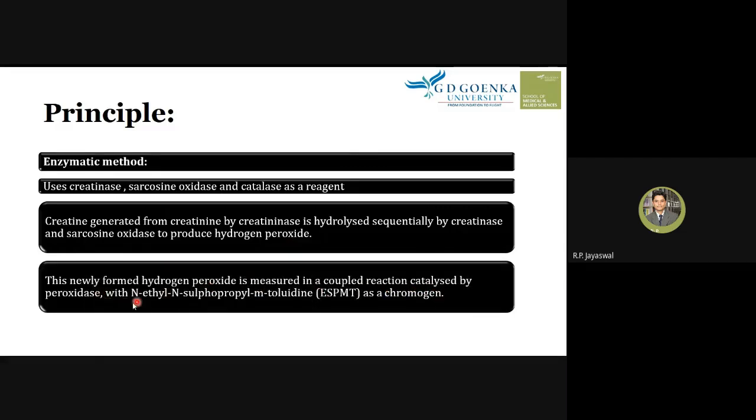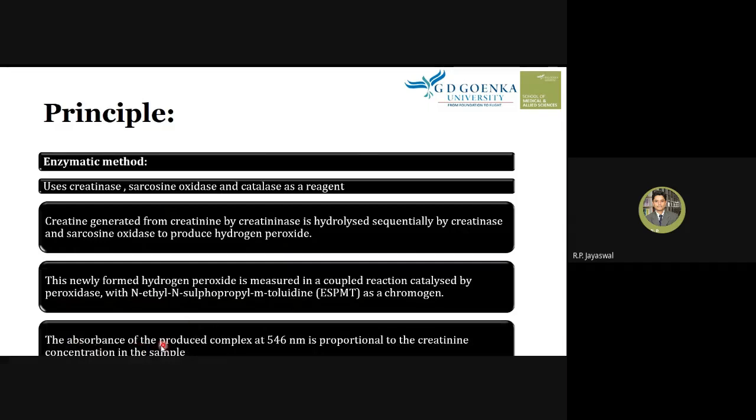coupled with this N-ethyl, N-sulfopropyl, m-toluidine. So this is ESPMT. This is the chromogen. So this chromogen is allowed to react with the product of the reaction that we get from the hydrogen peroxide and peroxidase. Peroxidase will break down the hydrogen peroxide, and we get nascent oxygen, which will oxidize this ESPMT chromogen, and we'll get a color.